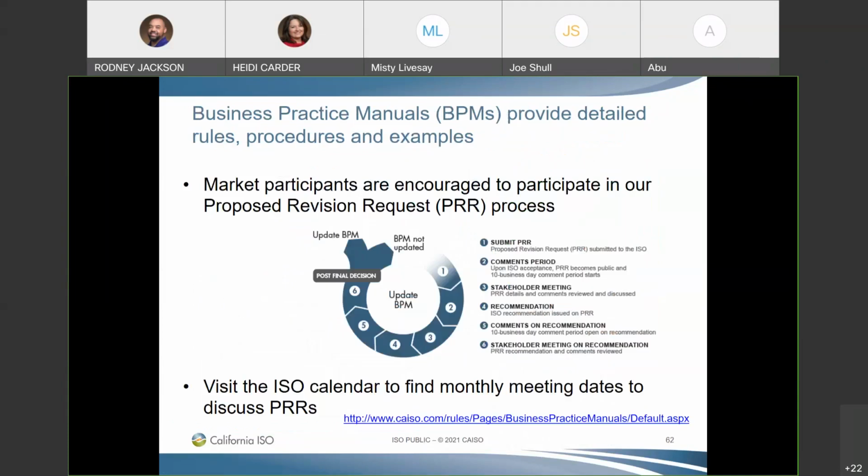Now, again, the BPMs are the rules that govern us with the tariffs. And so what we want to make sure is we give you guys this information. Again, you can find this. These links will be available in this presentation, but you can also get this information straight from the CAISO website.